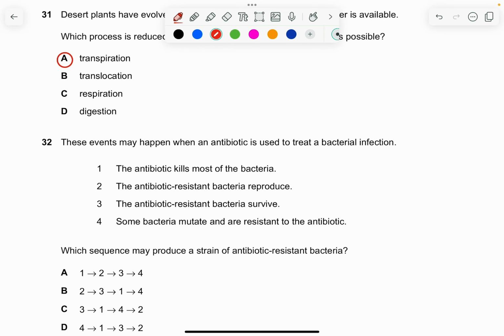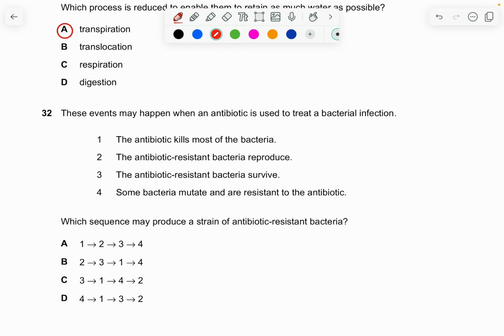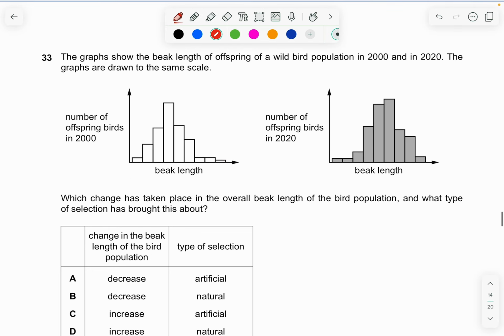Question 32. These events may happen when an antibiotic is used to treat a bacterial infection. Which sequence may produce a strain of the antibiotic-resistant bacteria? First of all, some bacteria will mutate and resist antibiotics. The antibiotics will then kill most of the bacteria. The antibiotic-resistant bacteria will survive and then reproduce. It's always survive, reproduce, survive, reproduce. If you get this kind of flow, it's always correct. So it's 4-1-3-2.